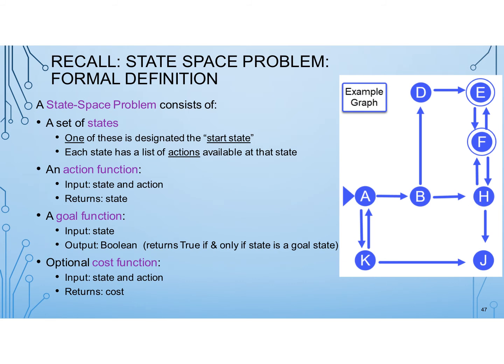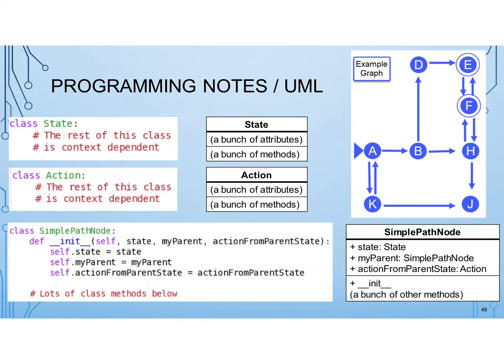And we have a goal function, which takes a state like K and says, is this the goal? No. Is this F the goal? Yay. You could also have a cost function in here. I'm not going to explain how to implement that in your program, but I think it'll be pretty obvious once you get it working without the cost.